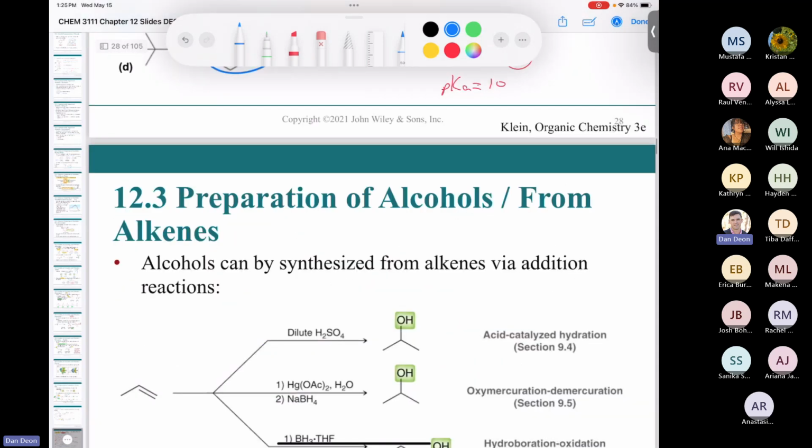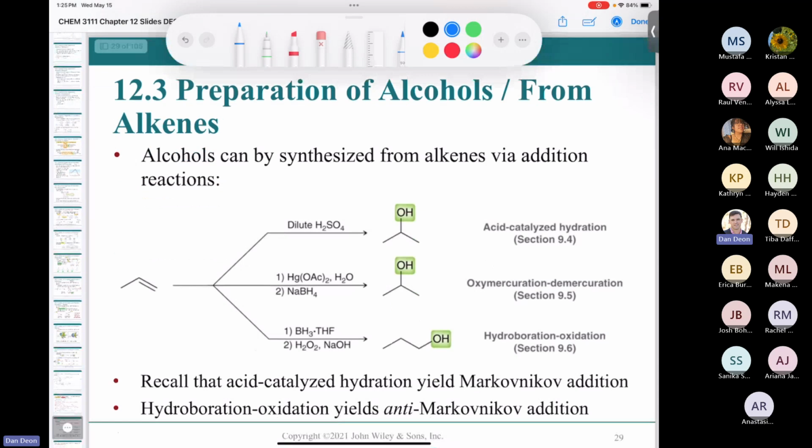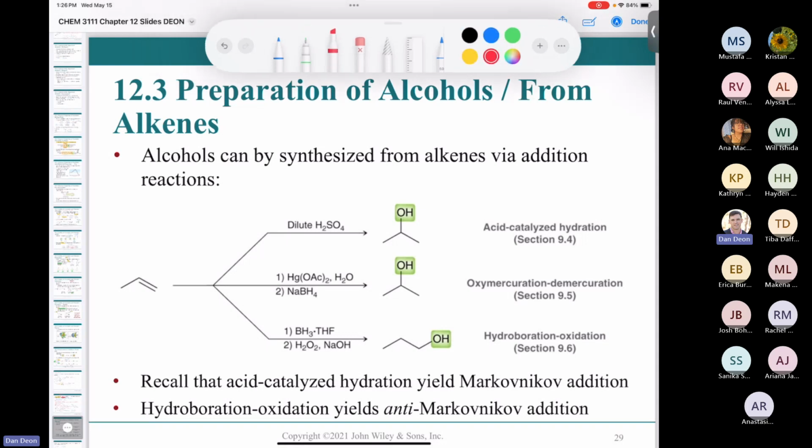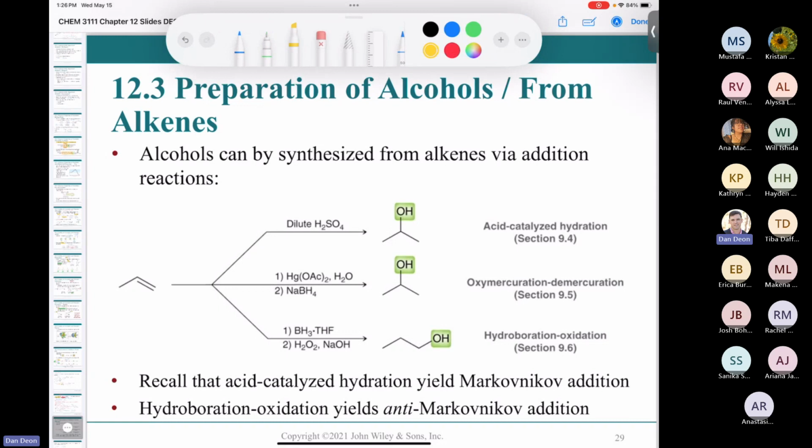All right, there we go. So let's move on from there. Again, if you think you're having deja vu, you're not. Everything on this slide is something that you've covered before. I'll prove it to you. It says alcohols can be synthesized from alkenes. In an addition reaction, we covered Markovnikov addition, acid catalyzed hydration.